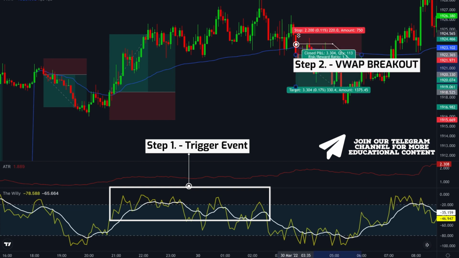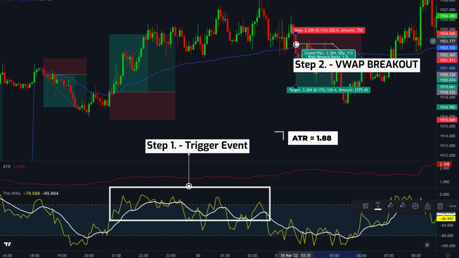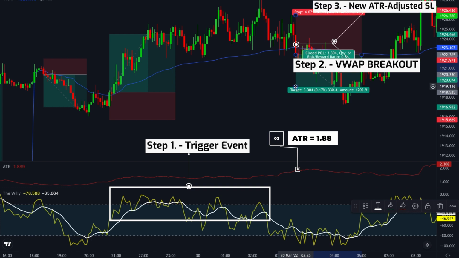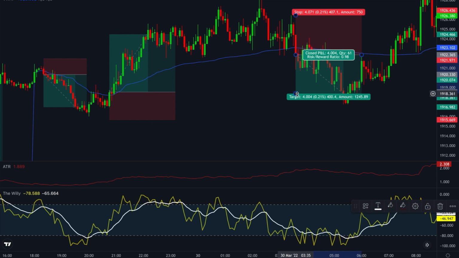Initial stop loss above the entry candle, plus ATR value of 1.88. So here's our adjusted stop loss, and as you can see, the price hits only our first take profit, giving us 1-to-1 risk-to-reward.